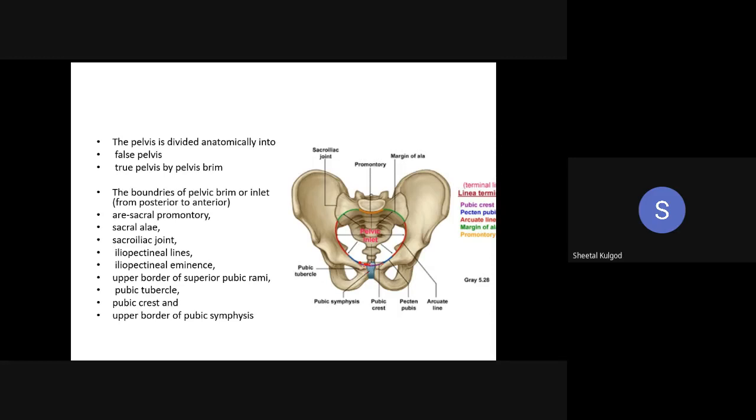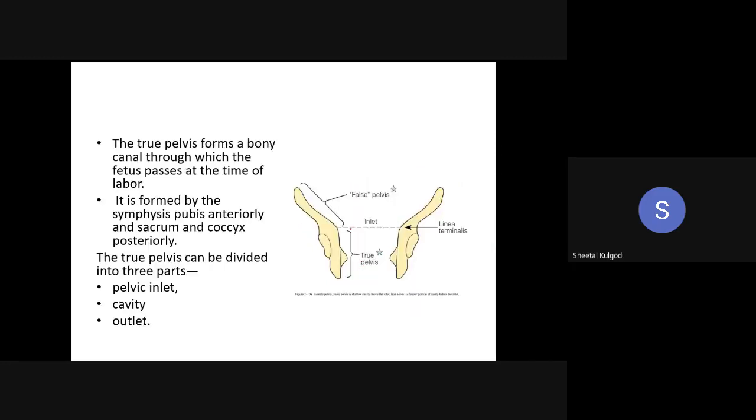Now, as you can see again in this figure, this is the false pelvis. This is the true pelvis, which is separated by the inlet, which also corresponds to the linea terminalis. Here you can see the pelvic cavity again. The true pelvis is again divided into three portions. We have the pelvic inlet, then the pelvic cavity, and the pelvic outlet. Right. So let us understand these three things now.